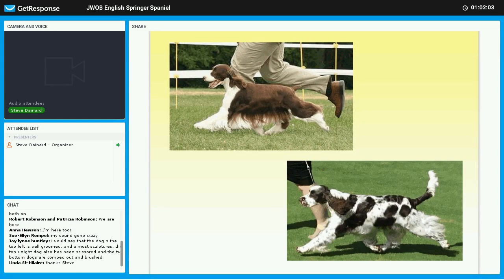I would say that the dog on the top left is well groomed and almost sculptured. The top right dog has also been scissored, and the two, yes, for sure. So again, Joy, just looking beyond that.